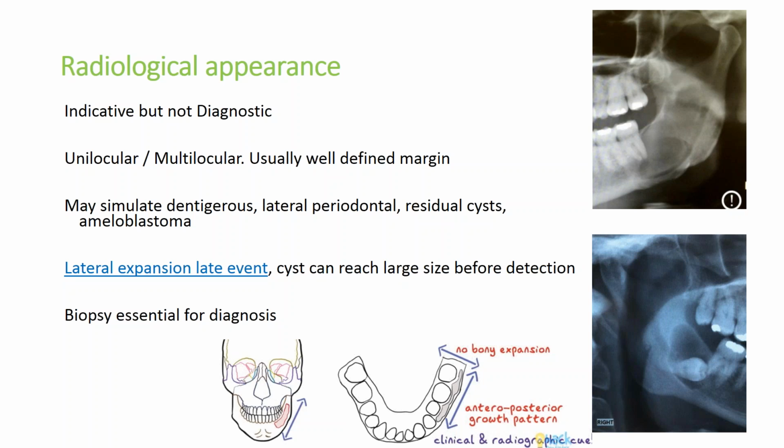There are certain things, like a cystic ameloblastoma, that would grow more centrifugally. They would get that AP expansion, also buccolingual expansion. Biopsy is essential for diagnosis.